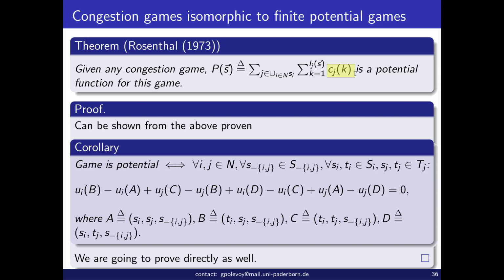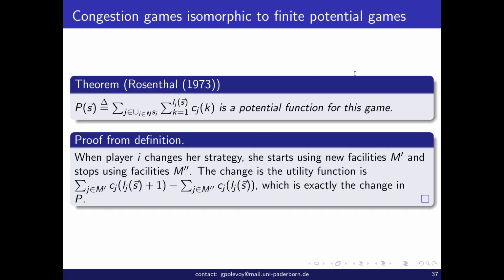Okay, that's in particular, of course, a statement that the game is a potential game, and the proof can either be shown from the corollary, where we characterize the game as a potential game based on this general path of length 4, where two players change on the way, or we also can prove this directly from the definition of the potential, and the proof is as follows.